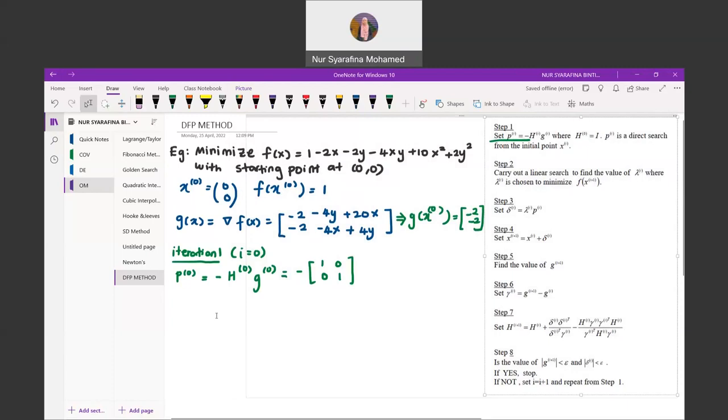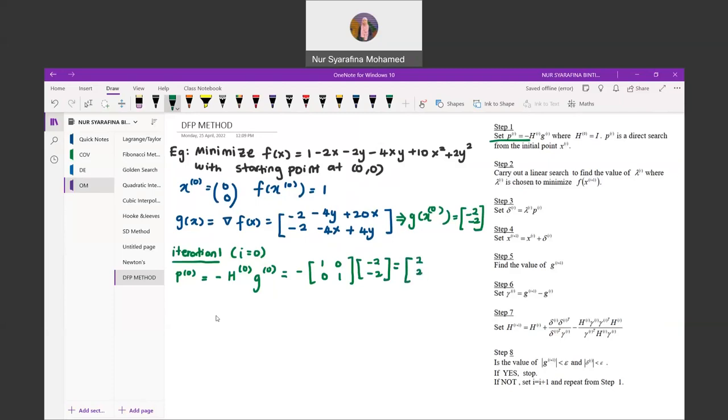So now we have here H naught, negative H naught. G naught is minus 2, minus 2, right? Then solve this, we can have E naught equals to 2, 2. Okay, we have here H naught equals to I. P naught here is a direction search from the initial point. So now carry out a linear search to find the value of lambda, where lambda i is chosen to minimize.